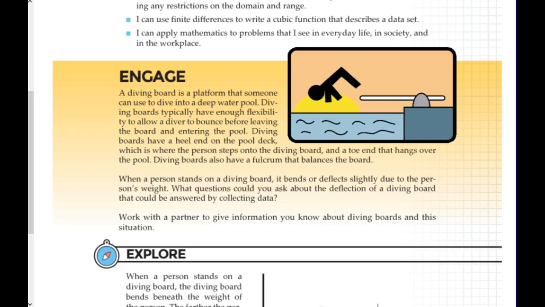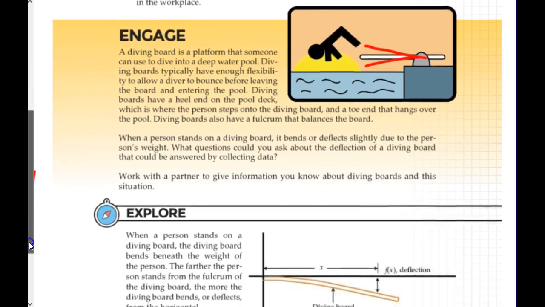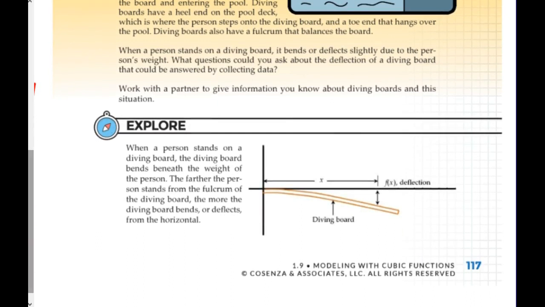When a person stands on a diving board, it bends or deflects slightly due to the person's weight. What questions could you ask about the deflection of a diving board that could be answered by collecting data? Obviously, when we're talking about deflecting, we're talking about the distance that it goes up or down, the bend it has. The farther the person stands from the fulcrum, the more the diving board deflects. So x is how far you're going horizontally, and you have that vertical f of x.